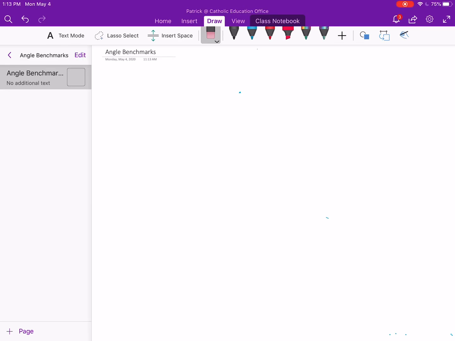So we're going to look at angle benchmarks. The ones we're going to look at today are 0, 45, and 90. Angle benchmarks are just angles that are common, and they help you estimate other angles based on those common ones. So you kind of have to know these common angles, these benchmarks first. So we're going to look at, first, the 90-degree angle.